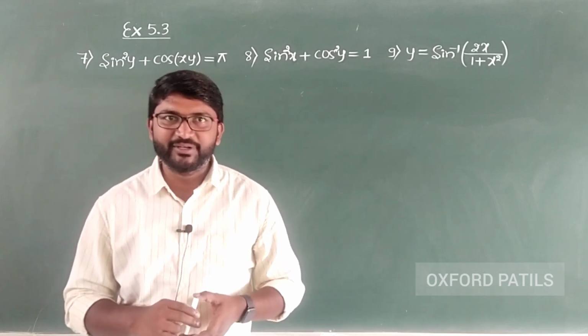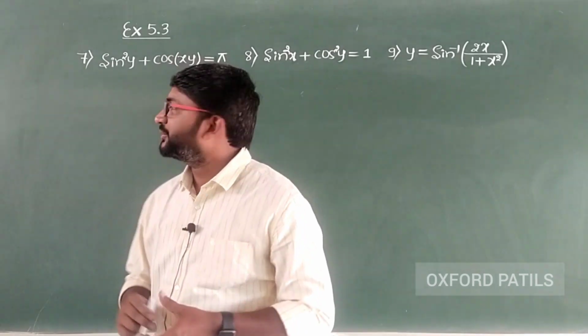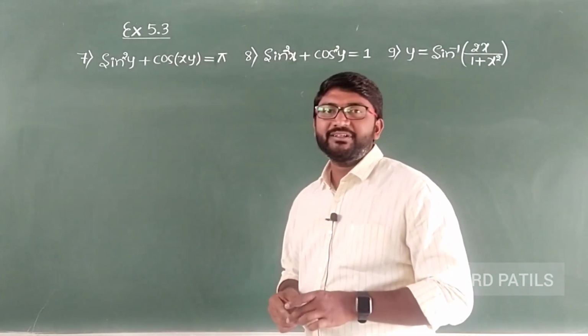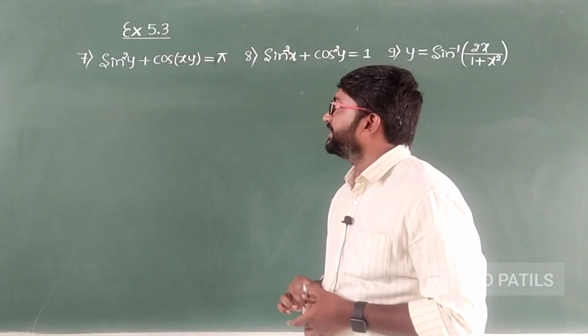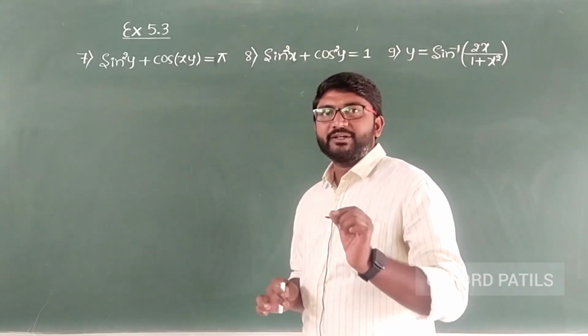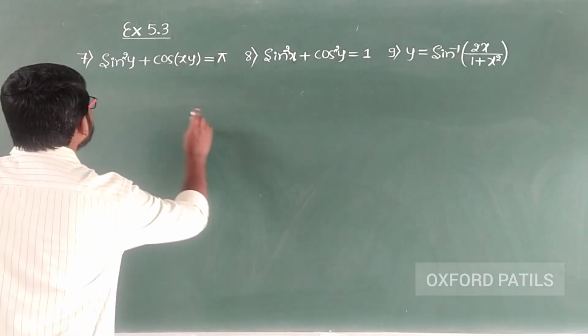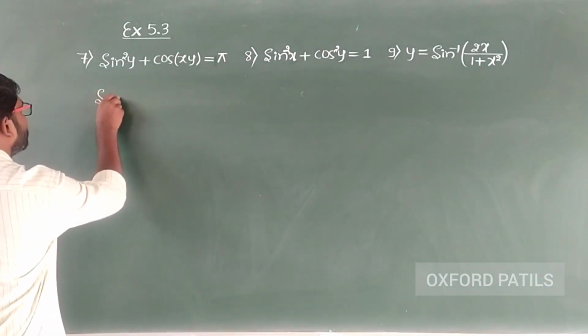So in the last class we have solved up to question number 6 in the exercise 5.3. So in today's class let us continue with the question number 7. The given function is sin square y plus cos of xy which is equal to pi. So we will have to find the derivative of the given function. Let us proceed with the solution.